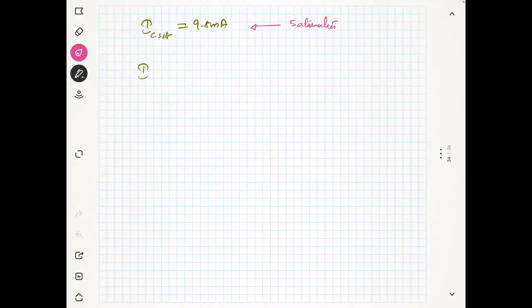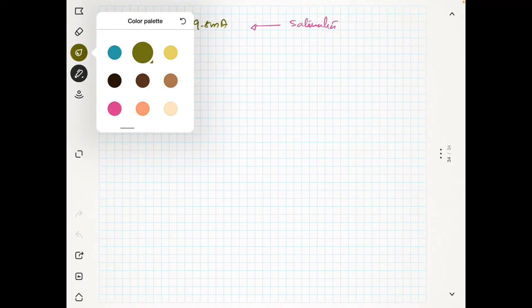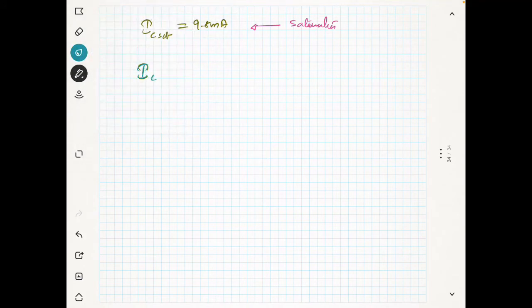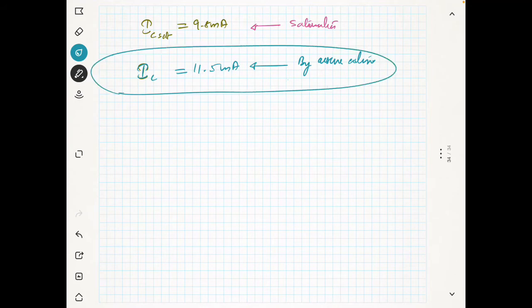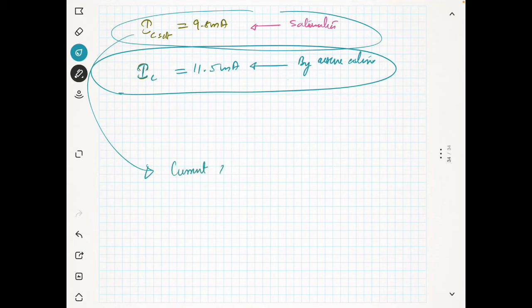And I have got IC by assuming the active mode as 11.5 milliampere, right? So this is by assuming active mode. You can see here, I have a current which is much greater than the current required for saturation. You can consider this as the current required for saturation.